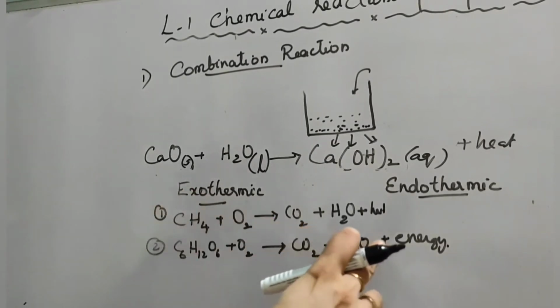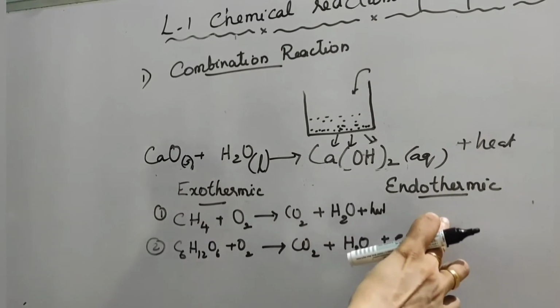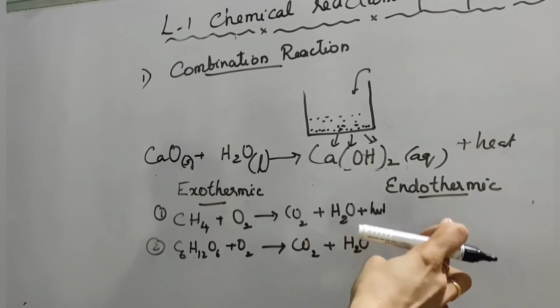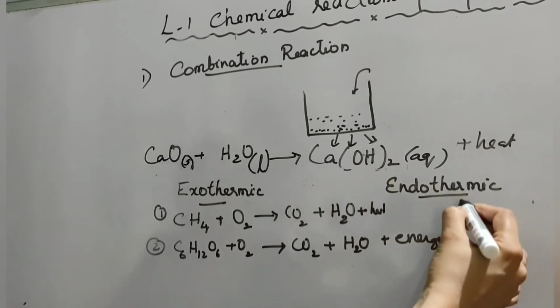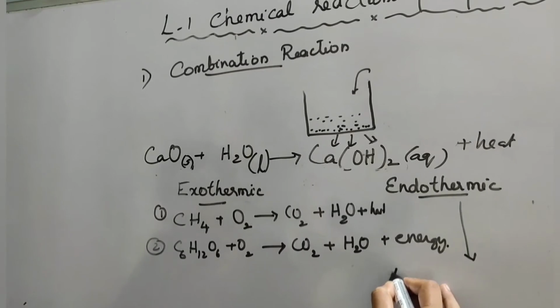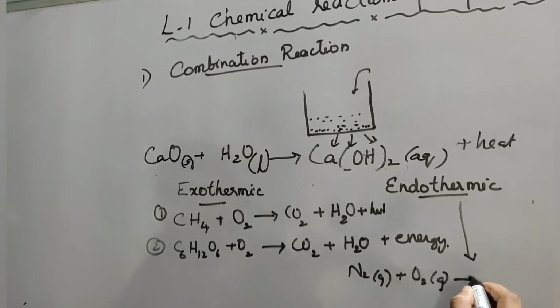Now we'll check the other reaction, that is endothermic. We already studied endothermic reaction means reaction in which heat is absorbed. So examples in the case of endothermic reaction: nitrogen, which is a gas, reacts with oxygen gas to form nitrogen monoxide, NO. Check and balance the equation: 2 nitrogen and 2 oxygen, here 1 only, so directly put 2 over there, nitrogen monoxide gas is releasing.